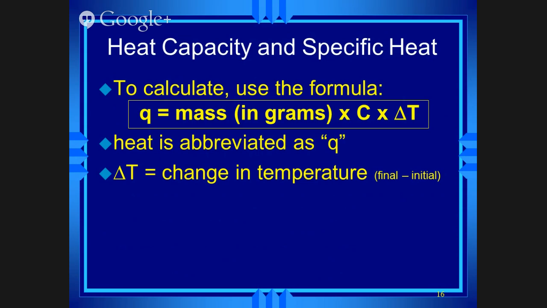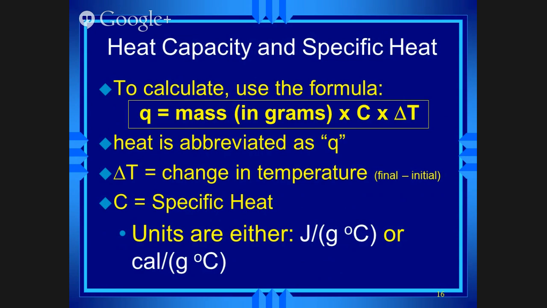And so note, if something cools off, its final temperature would be lower than its initial temperature. Delta T therefore would be negative, therefore Q would be negative. So things that cool off, things that release heat, would have negative Qs. Exothermic reactions have negative Qs. And then C is the specific heat, depending on the particular substance we are heating or cooling down.